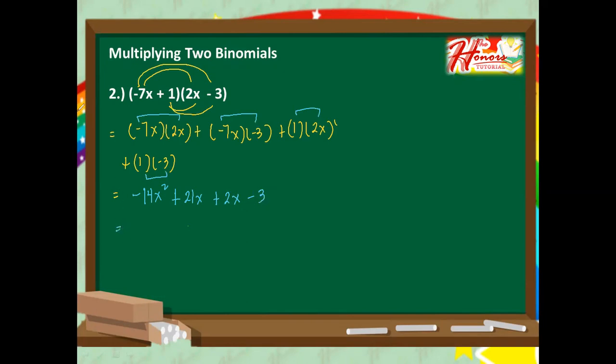Combine the like terms, don't forget that. Negative 14x squared doesn't have any partner, so copy it. And then for the middle term, you can combine it. It is because they are similar terms. They have the same variable. They have the same exponent. So 21 plus 2, that's 23. So plus 23x minus 3. And this is the final answer. So what is the name of this method? This is the distributive method.